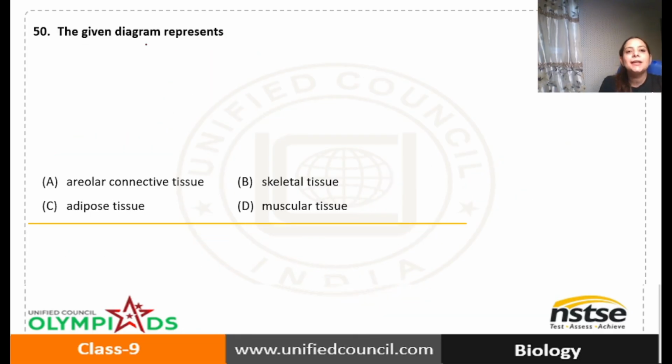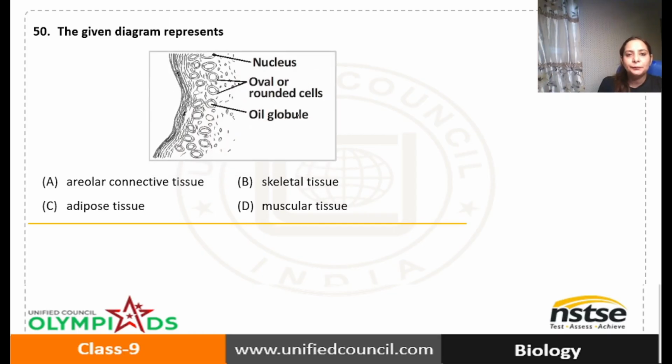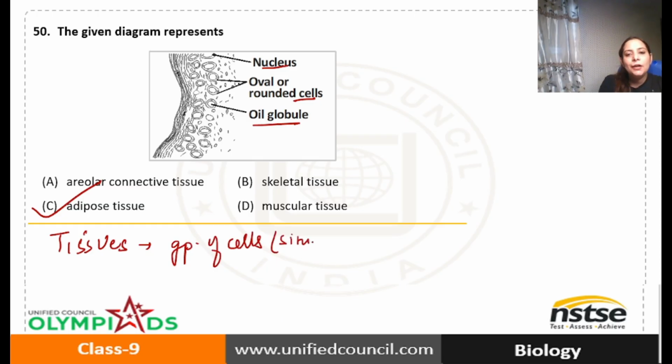Next question says, the given diagram represents this. You have a diagram and it represents, here you can see nucleus, oval or rounded cells, oil globules. Let me tell you, it represents adipose tissue. So if I talk about tissues, tissues are basically a group of cells which are similar in structure as well as function.